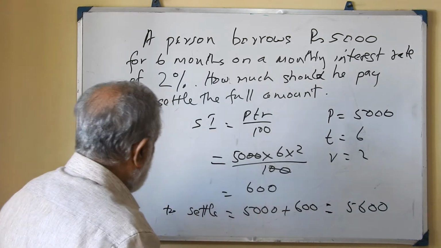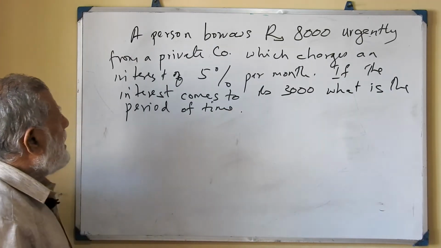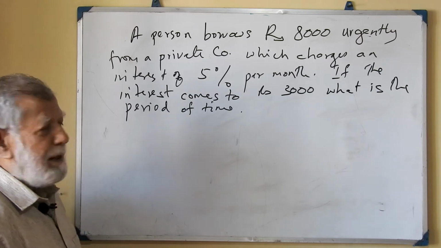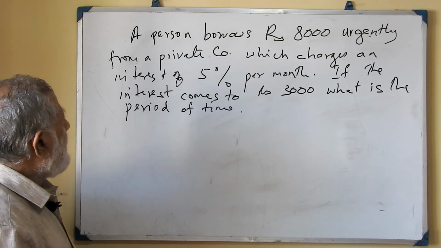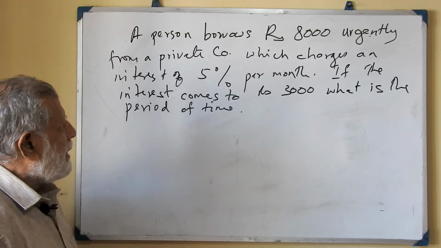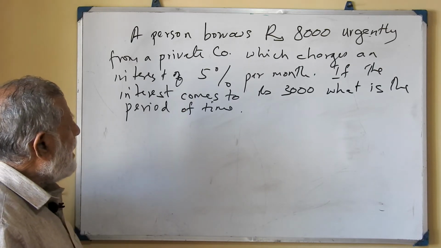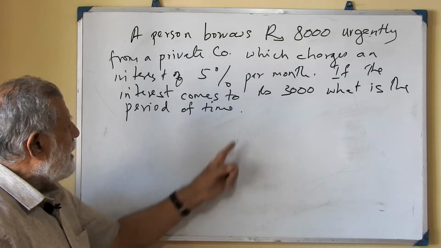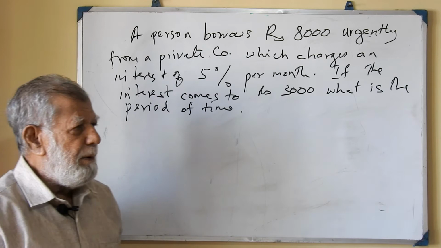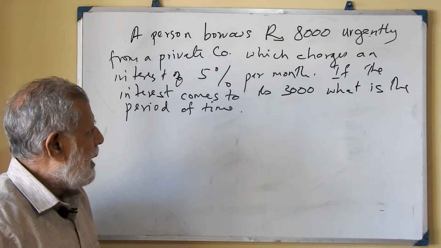Now we will take another example. Look at this one. A person borrows rupees 8,000 urgently from a private company which charges an interest of 5% per month. If the interest comes to 3,000 rupees, what is the period of time? So here we have to find the time.